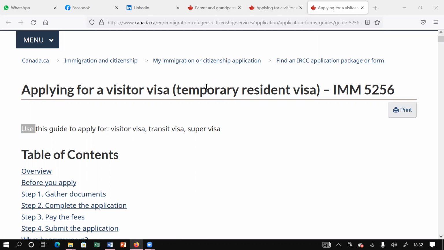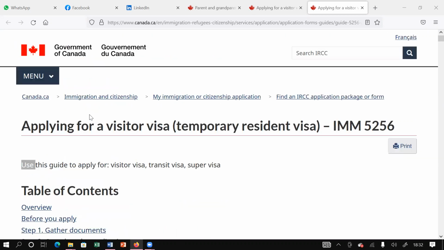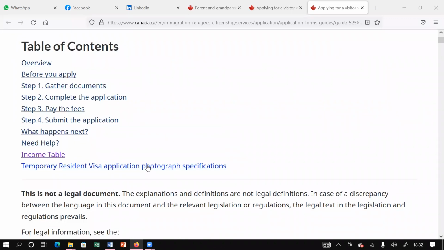In this video, I will try to show you the process of the visitor visa, that is a temporary resident visa, and the super visa. So let us start. This is the guide to apply for visitor visa, transit visa, and super visa. So let's go through one by one.